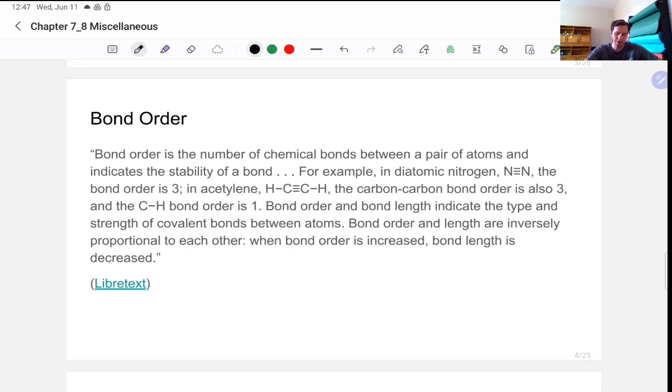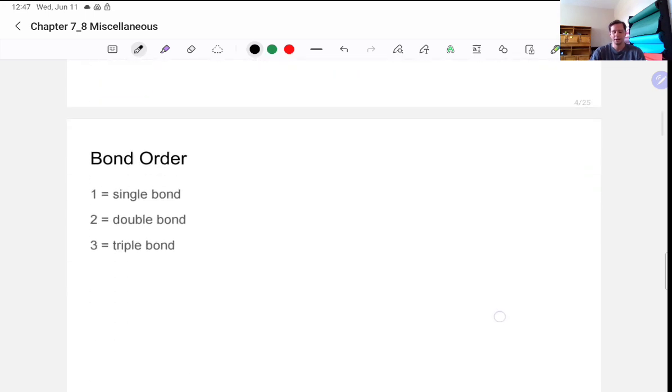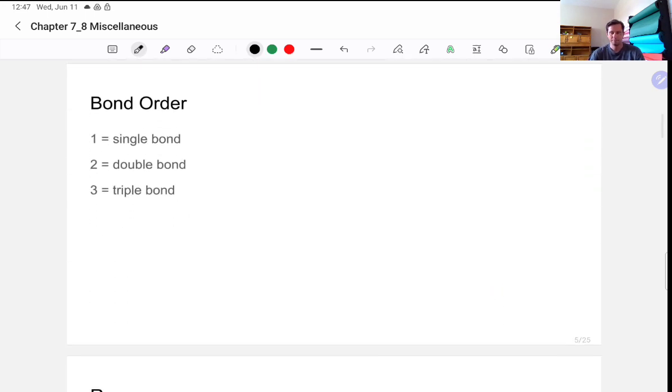So an elaboration, if we have a triple bond, like in N triple bonded to itself, that is a bond order of 3. In acetylene, here between the carbons, a carbon-carbon bond is also a bond order of 3, but the CH is a single bond, so the bond order is 1. Okay? And then, as that suggests, a single bond, bond order 1. Double bond, bond order 2. Triple bond, bond order 3, right?